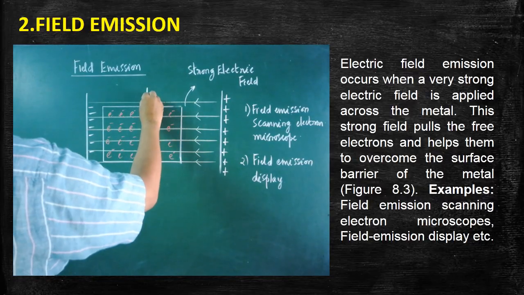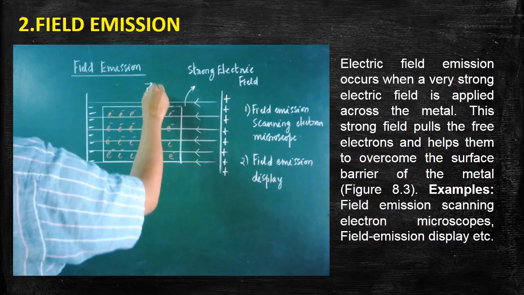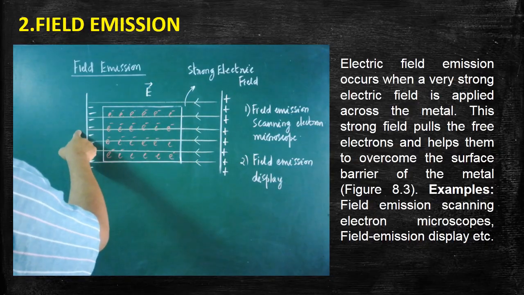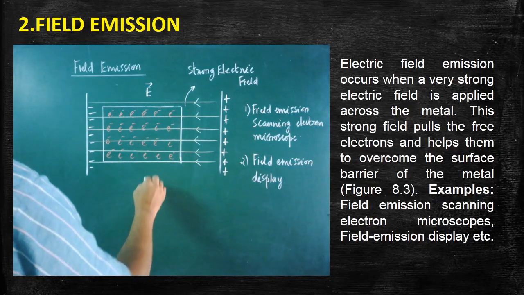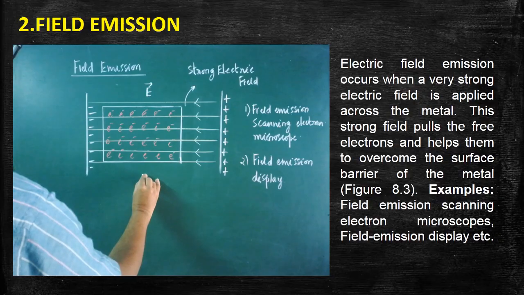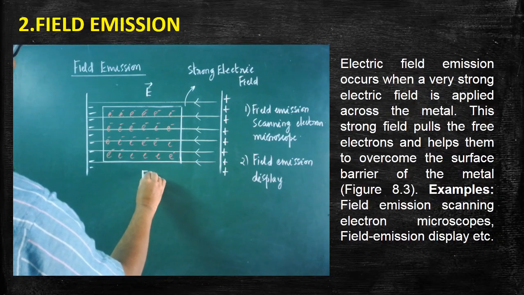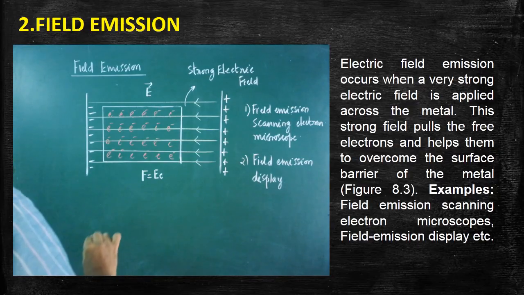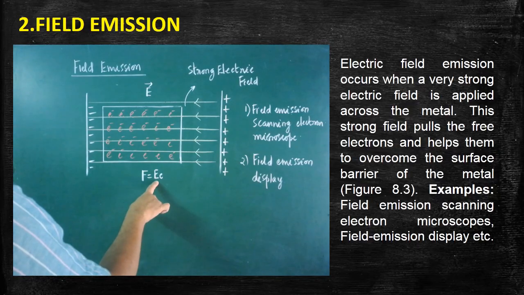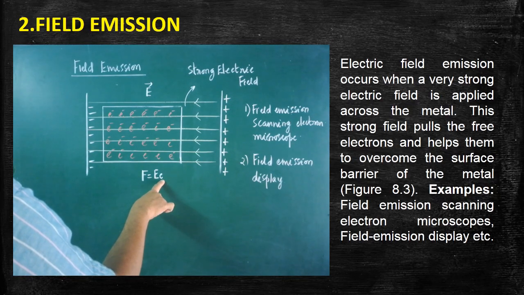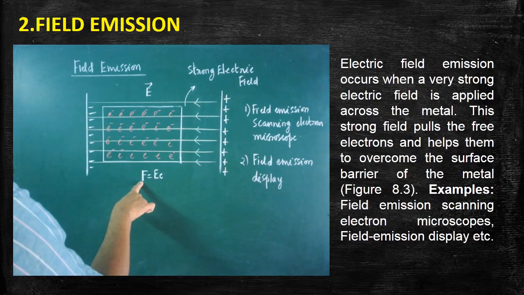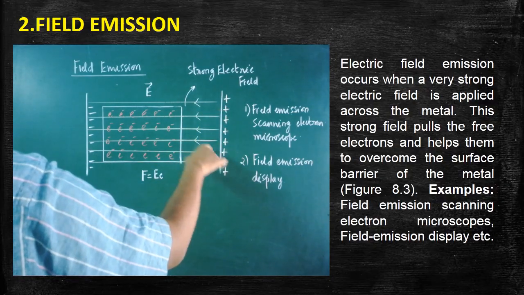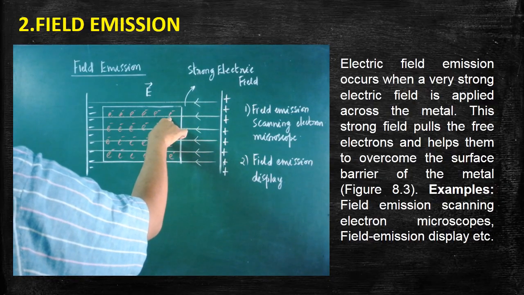The direction of the electric field must be taken from the positive end to the negative end. Are you clear? So here we know one basic important formula: F is equal to E into e, where F is the electric force acting on the electron, E is the electric field strength, and e is the charge of the electron. So electric force is acting here, and that positively charged plate tries to pull all the electrons out.